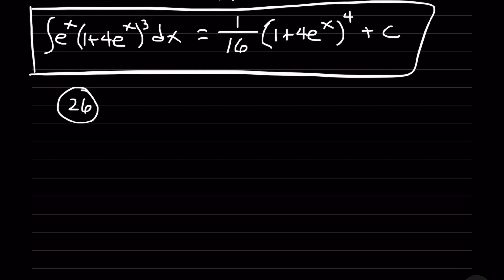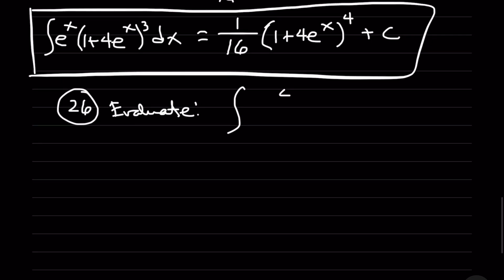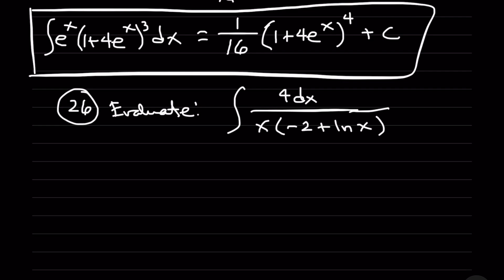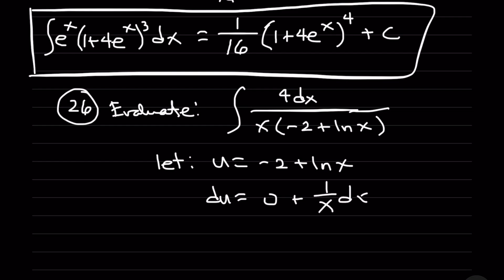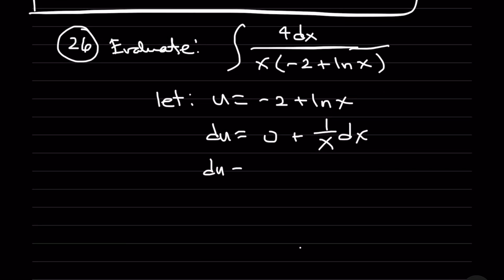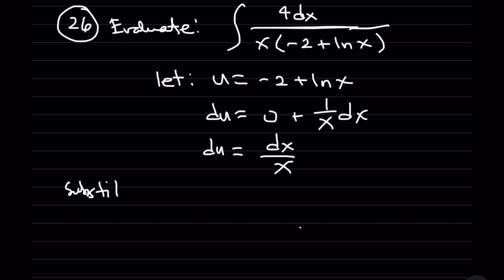Next, number 26. Evaluate the following: the integral of 4 dx divided by x times the quantity (-2 plus ln x). So here we let u be equal to -2 plus ln x. du is equal to 0 plus 1 over x dx. So dx over x is equal to du.